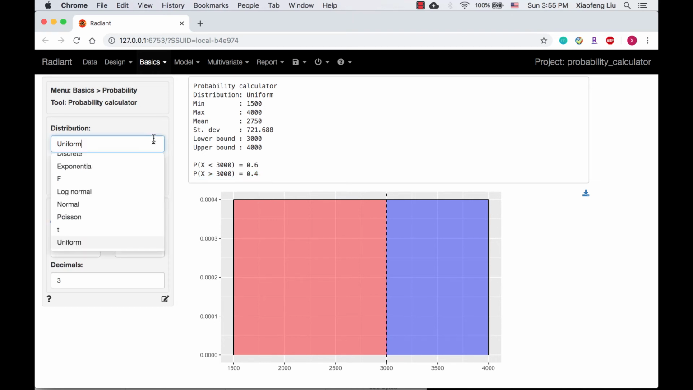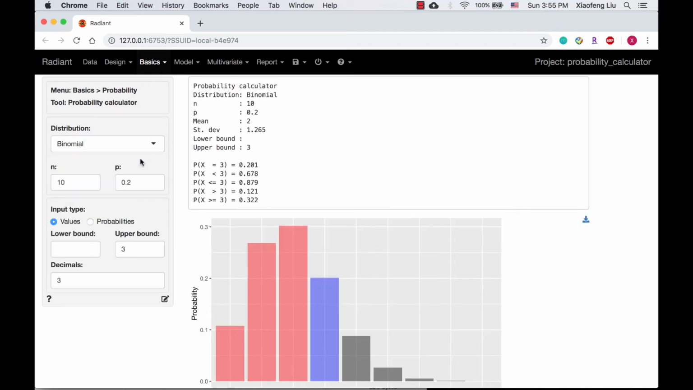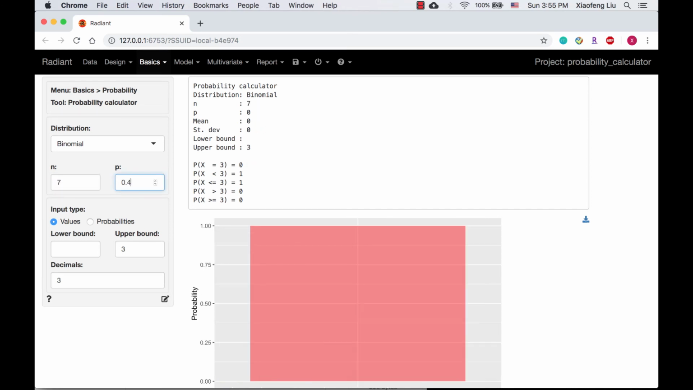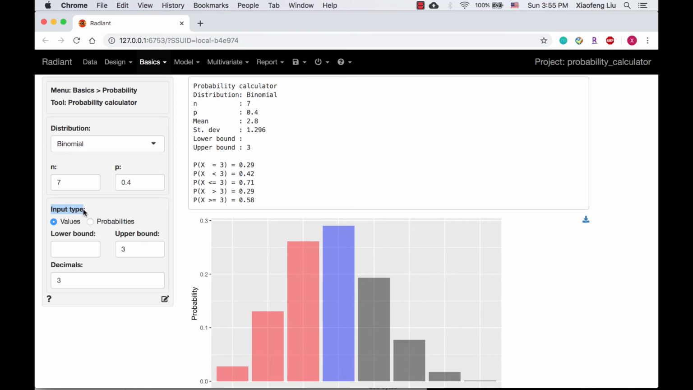Repeat for 7 days. It is a binomial distribution with parameter n equal to 7, p equal to 0.4. I'm going to set 3 as the lower bound. The probability that x is greater than or equal to 3 is 0.58. So we can conclude that if we keep tracking the amount of gasoline sold at Really Clean for 7 days, the probability that at least 3 days sell at least 3,000 gallons of gasoline in a day is 0.58.